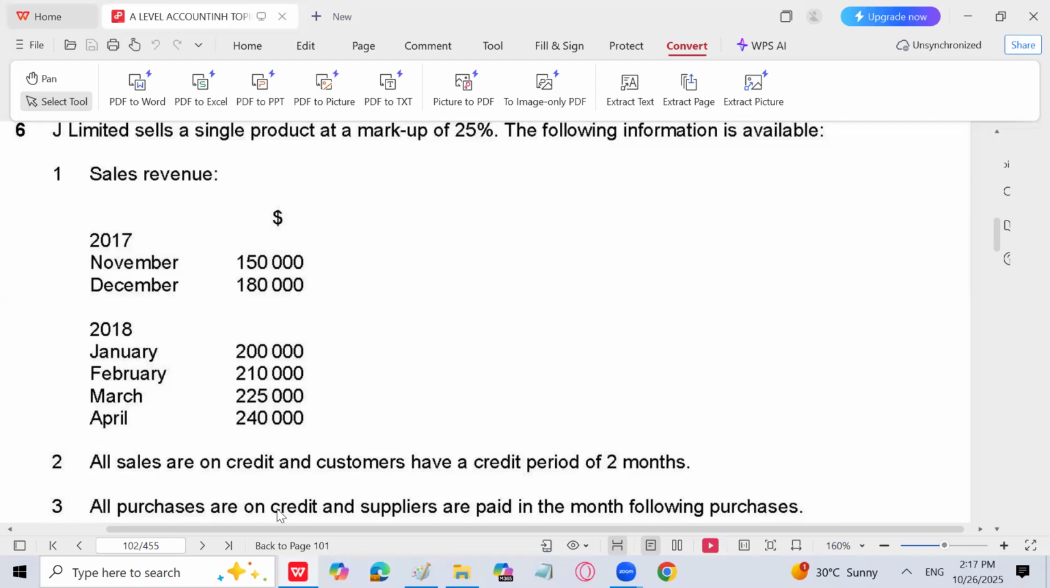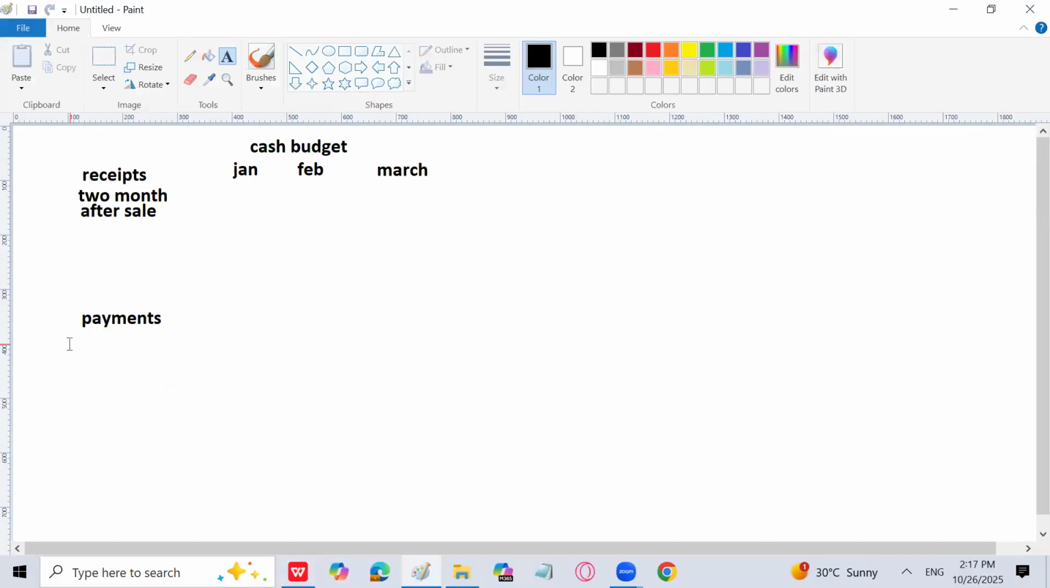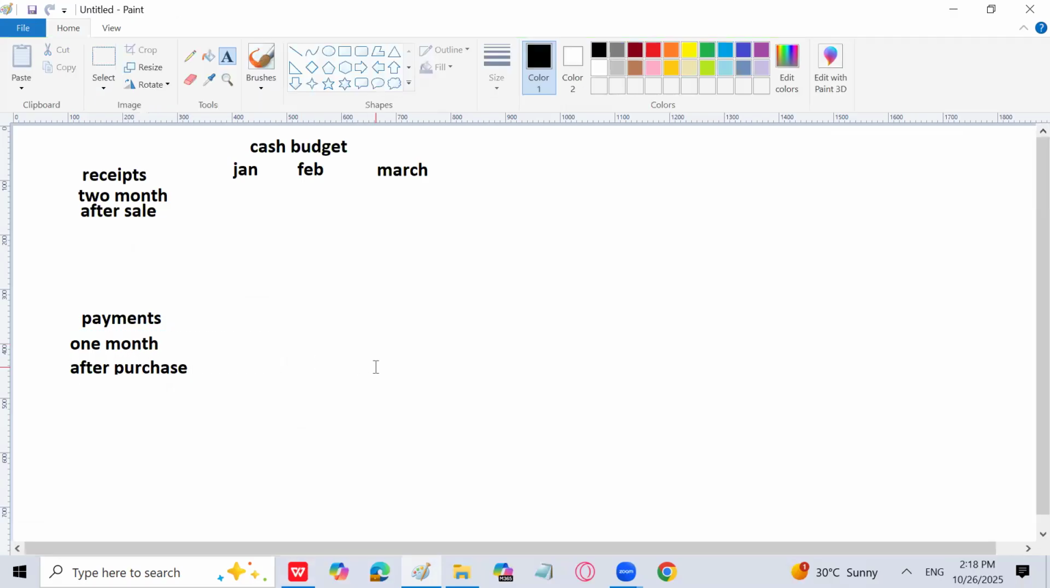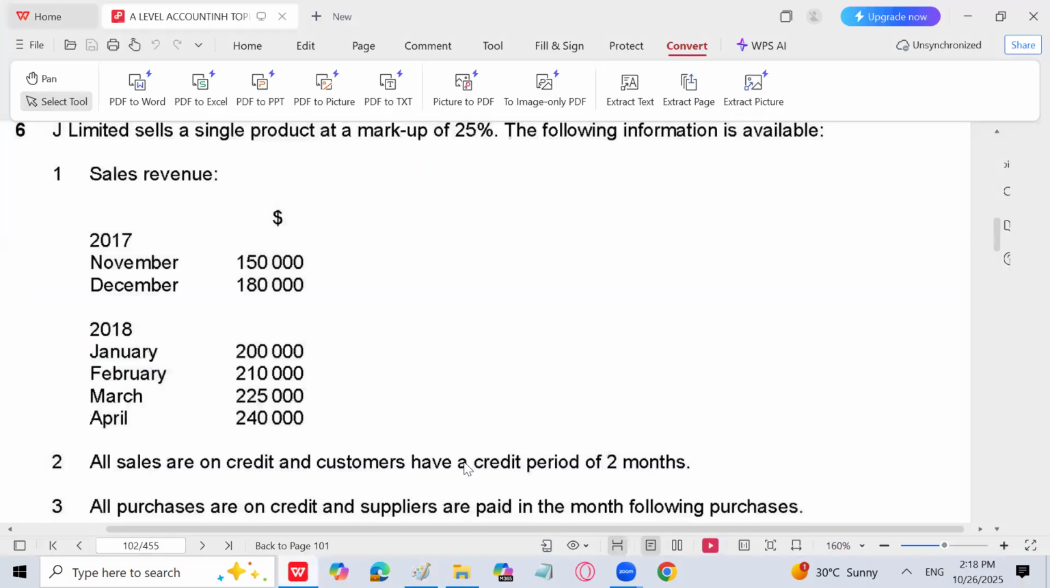And when we don't have purchases, and the purchases are on credit and suppliers are paid in the following month, how can we pay that? How can we write it in the cash budget under the name of purchases? Like over here, I can write one month after purchase, I have to pay. I'm paying the suppliers one month after purchase. So what amount am I going to pay, because the amount is not given to us? That is the basic, difficult part of the question.